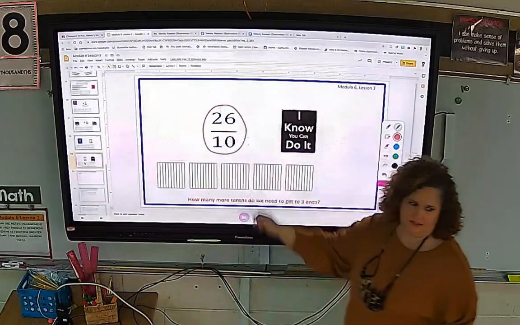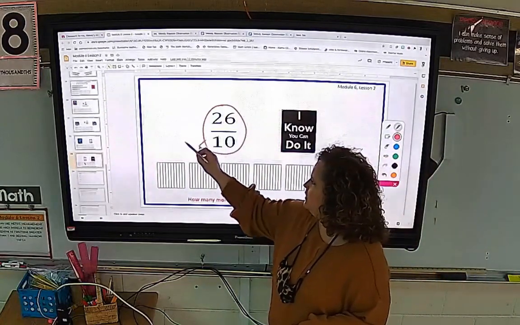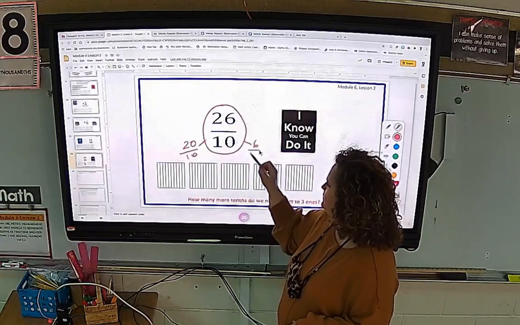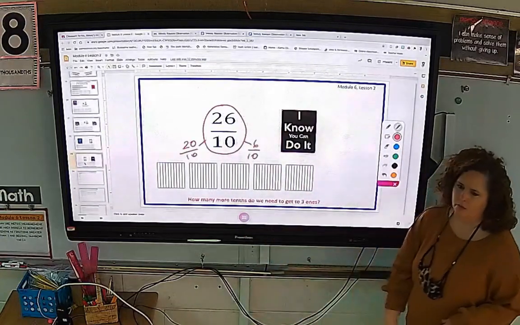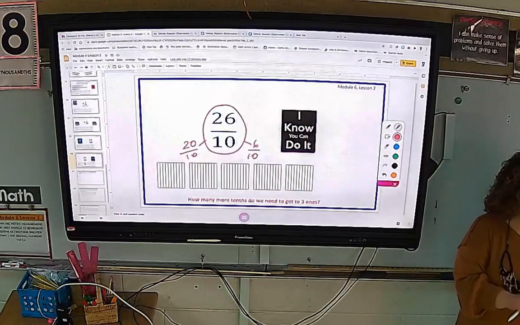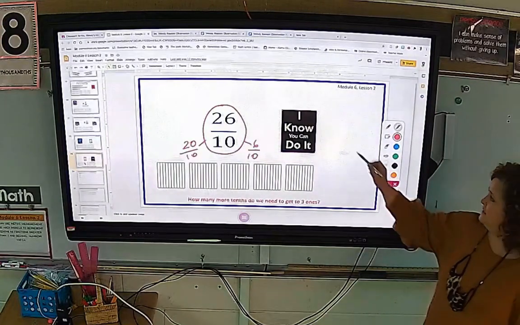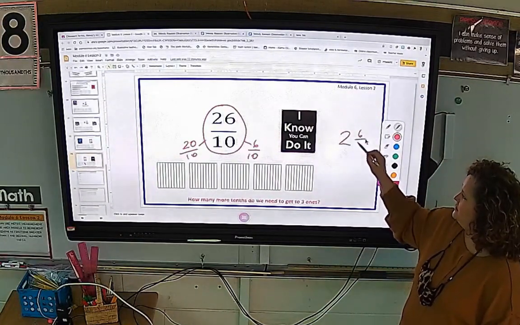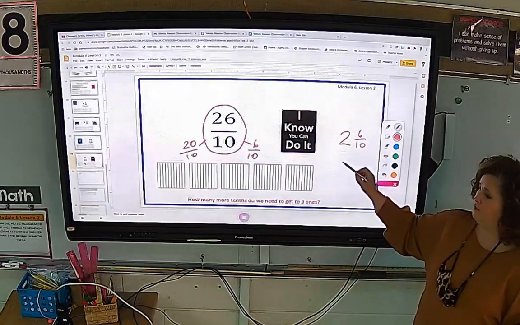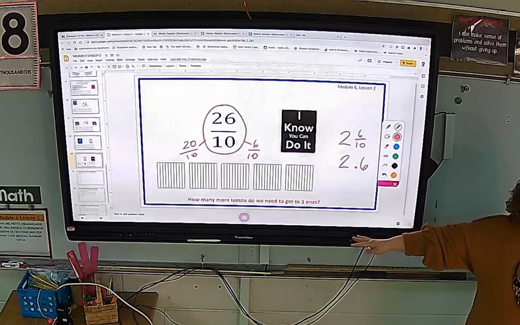How many sets of 10 can we pull out of that? How many? 2, with 6 left over. So what does our fraction look like? What does the mixed number look like? Let me ask that first. 2 6/10. What does the decimal look like? 2.6.